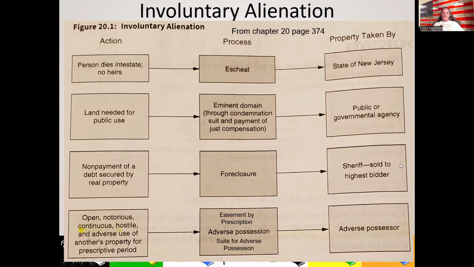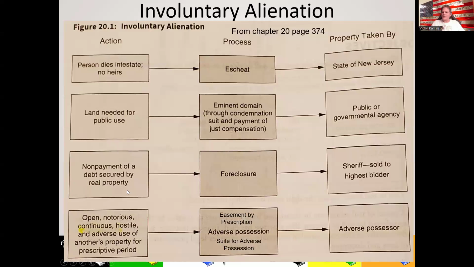We've seen this chart in another chapter as well, but it's actually from this chapter. What escheat is, or these are the different possible ways involuntary alienation can occur. A person dies without a will, no heirs can be located. The property, through the process of escheat, reverts to the state. If the land is needed for a public use through eminent domain and just compensation, the public or governmental agency, whoever has the power of eminent domain and is exercising it, would be the one that takes it.